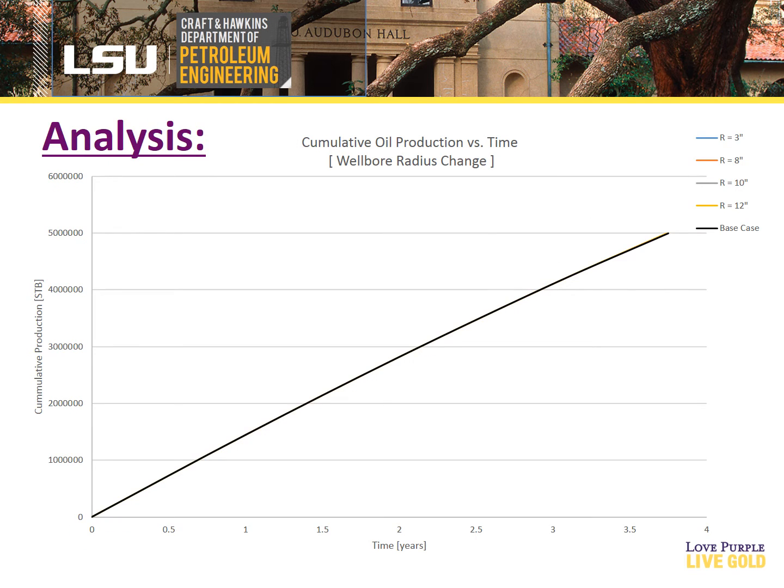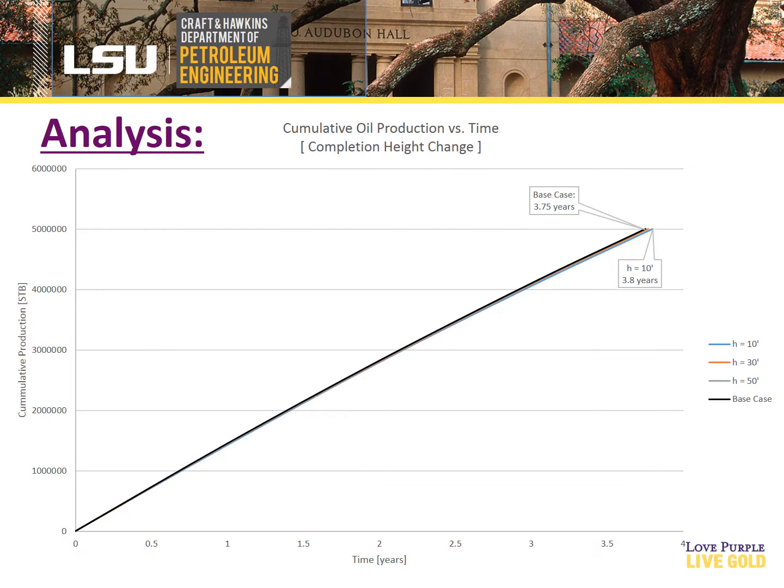This is the first variant from the base case. We're looking at cumulative oil production versus time as the wellbore radiuses change. We have 3 inches to 12 inches, with our base case being 6 inches. As you can see from the graph, neither our cumulative production maximum nor our cumulative production profile changes, and the time is the same as the base case.